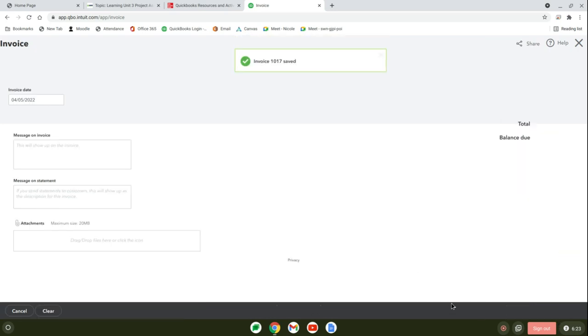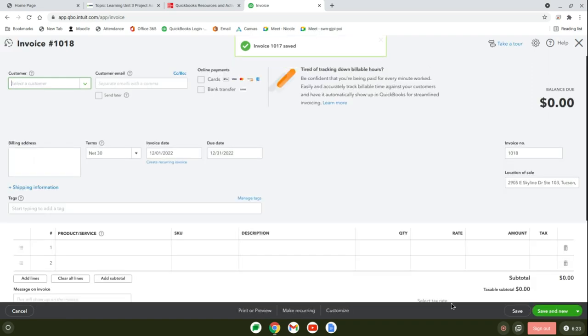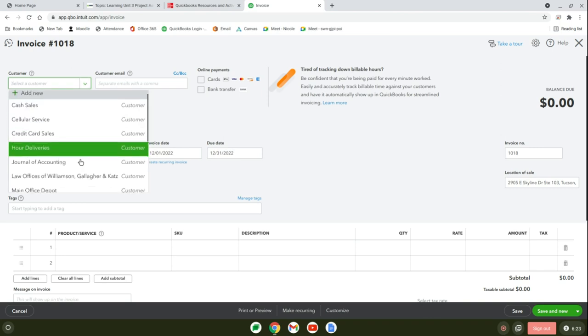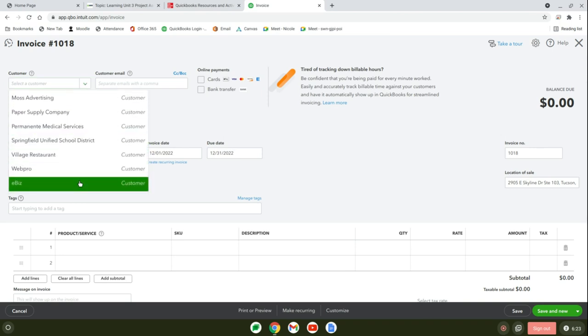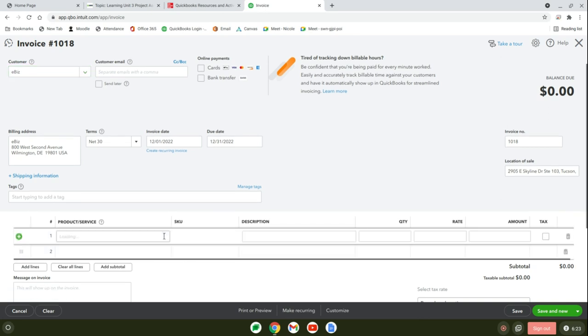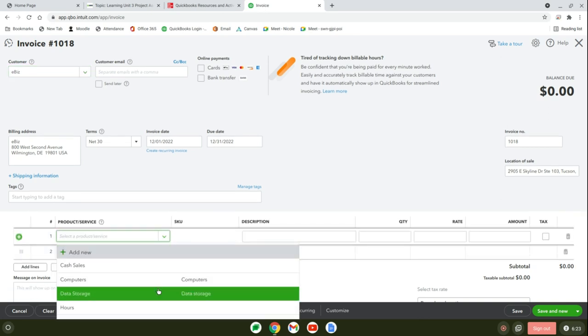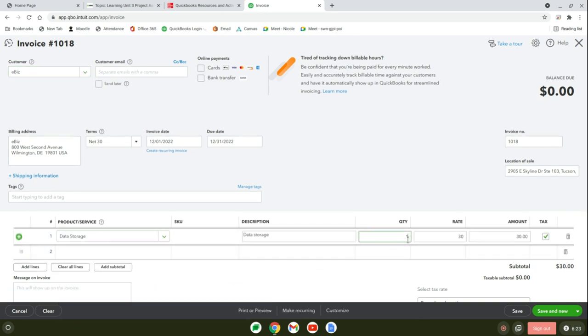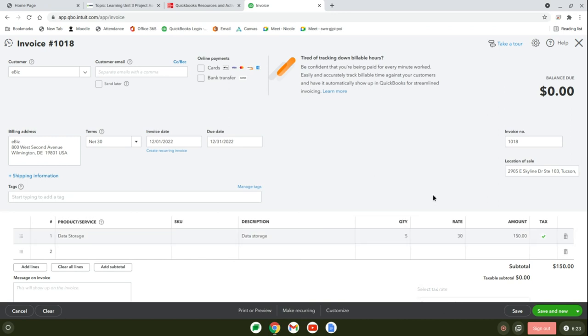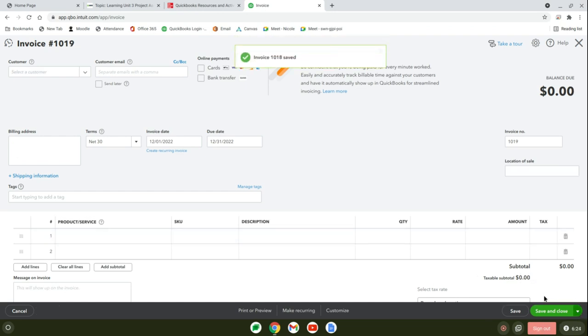The next one is sold 5 data storage units to eBiz on account. So I'm going to select eBiz. I'm going to select data storage, 5, for $150, and that's going to be save and close. Because the next one is sold 3 computers for cash.